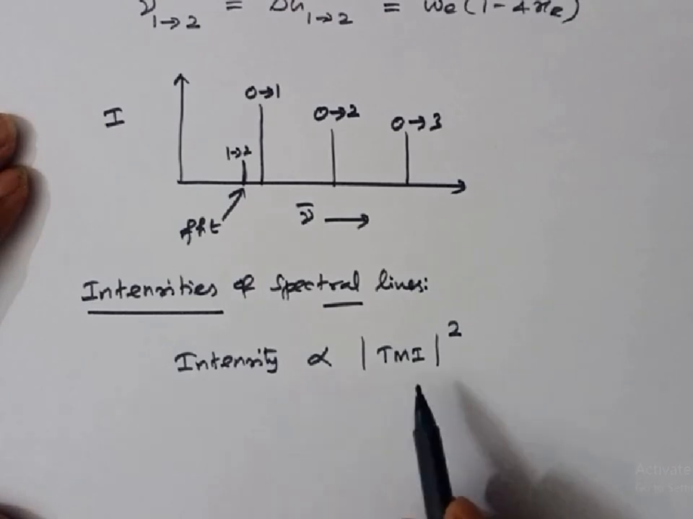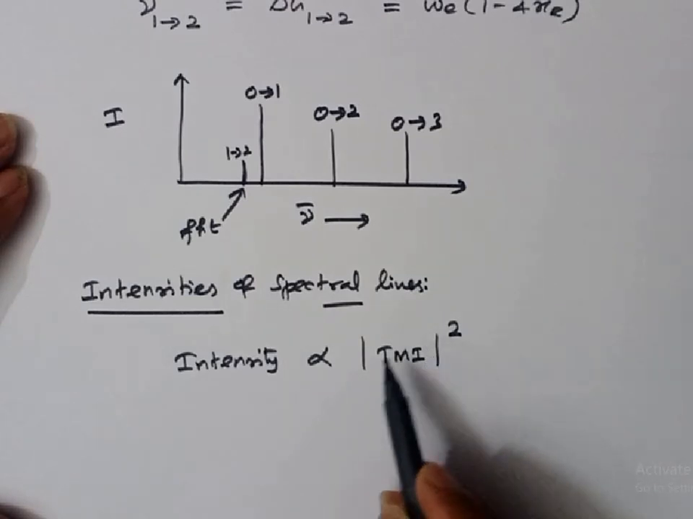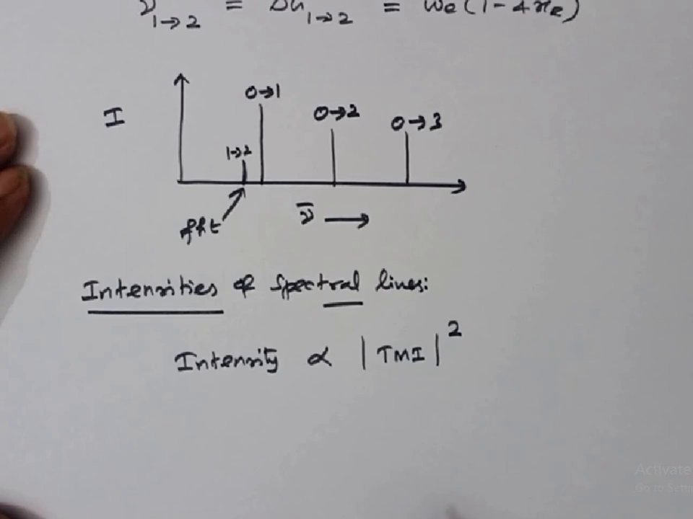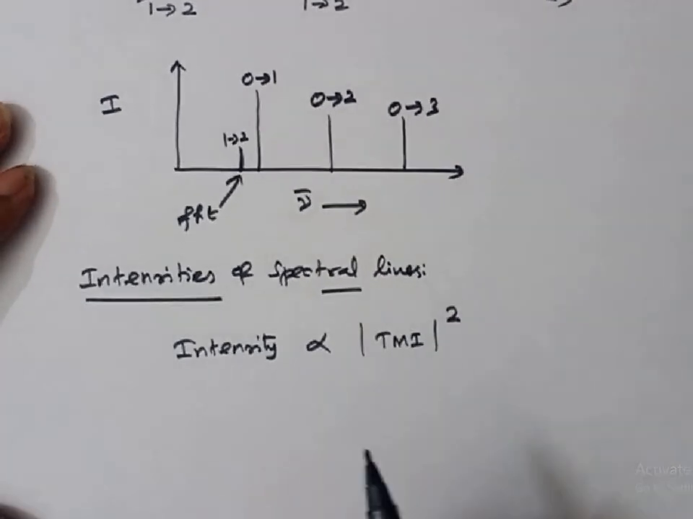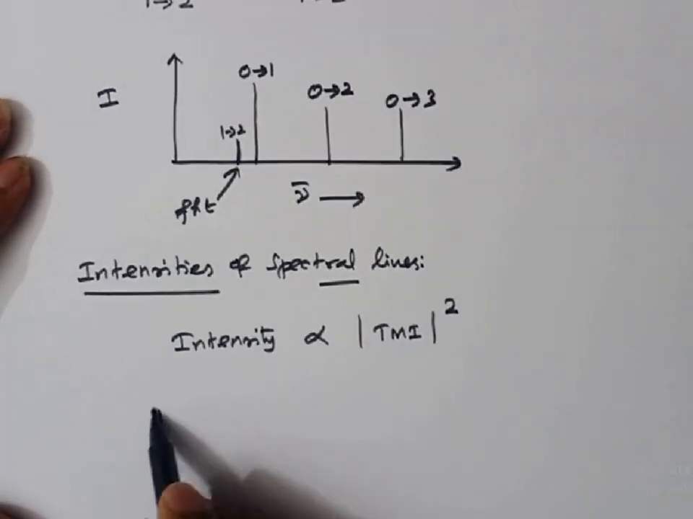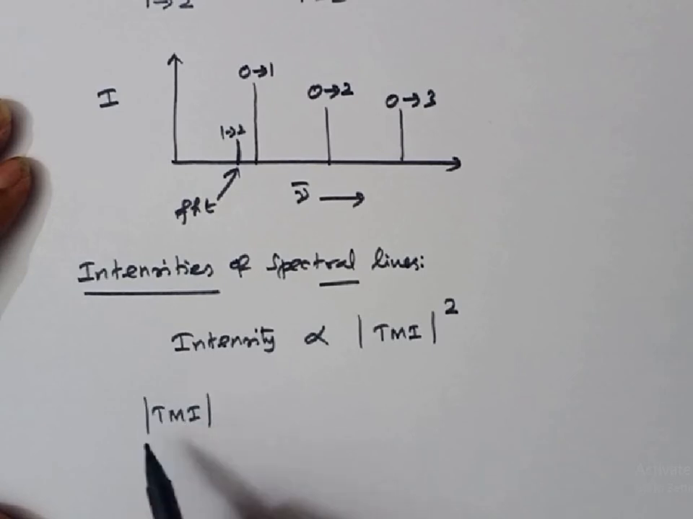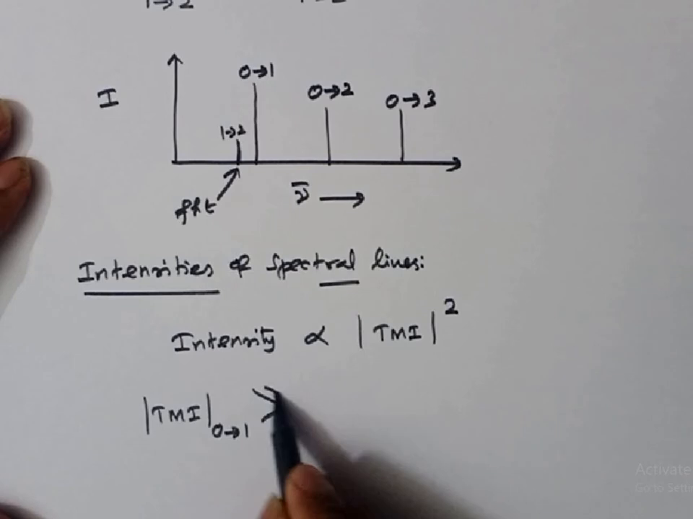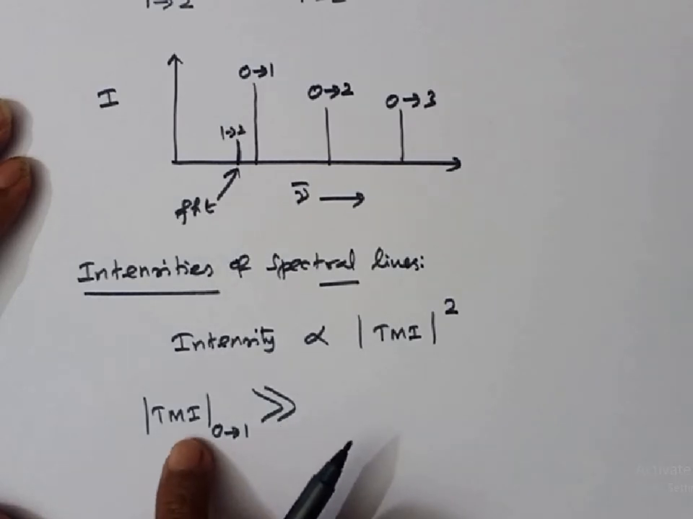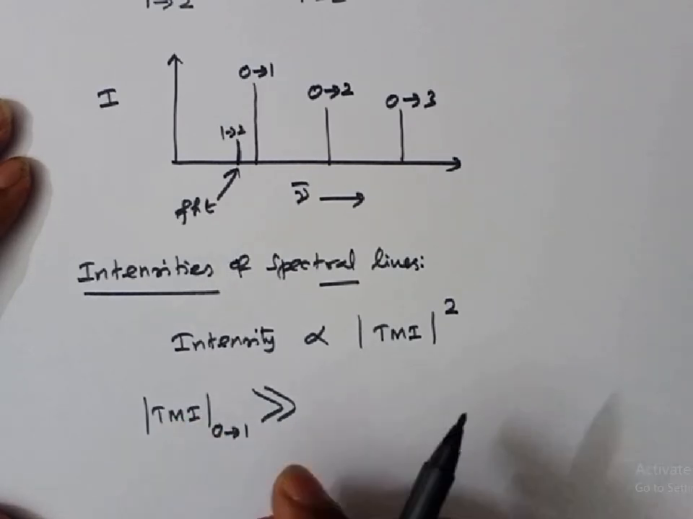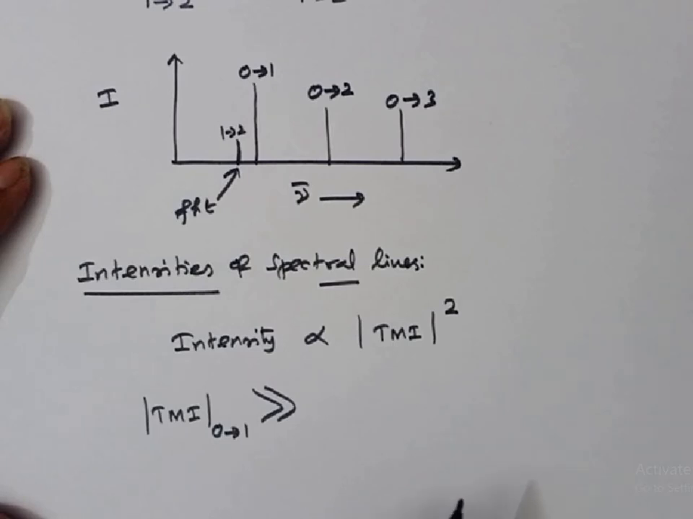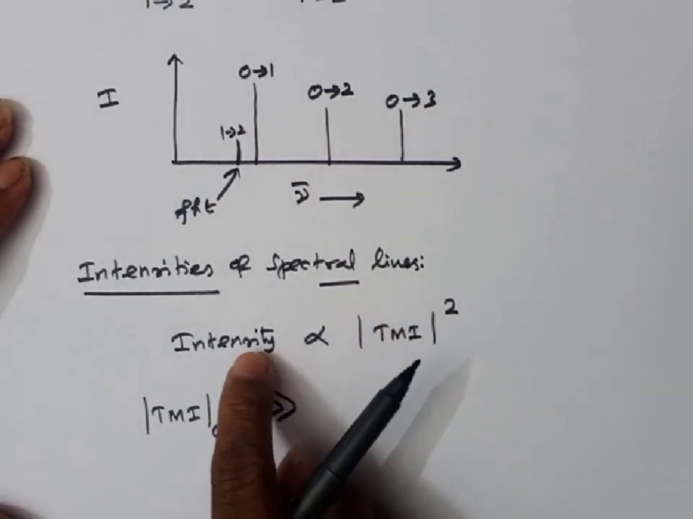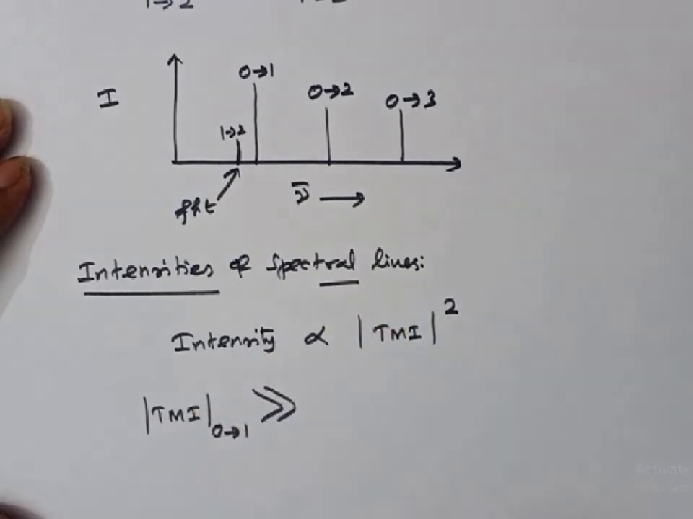Square of the modulus of the transition moment integral. Keep this in mind, this is very important. The modulus of the transition moment integral for the fundamental transition is very, very high. This integral value is very, very high. Therefore, the fundamental transition always appears with high intensity.